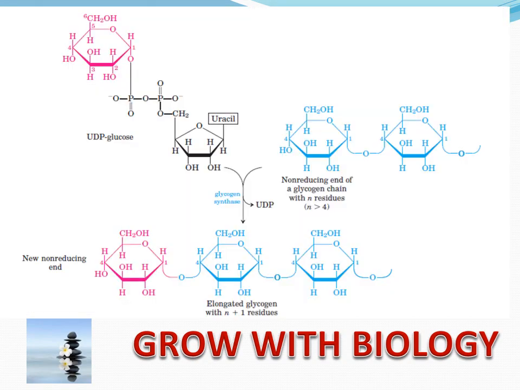Now, look at the structures. The left hand side above is the UDP glucose structure, and on the right hand side the blue color structures are the non-reducing end of the glycogen. Now, to this non-reducing end, this molecule of glucose will get attached. UDP, that is uridine diphosphate, will be released, and one molecule of glucose will attach. So, the previous chain which is having n molecules, now it is n plus 1.